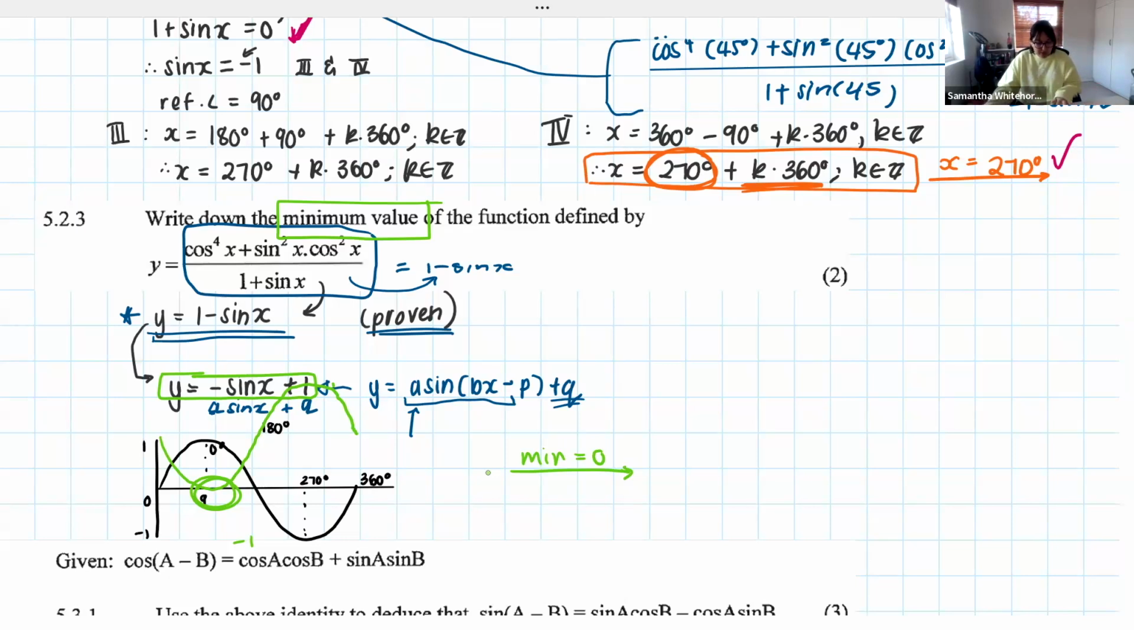Okay, so that's how we would find the minimum here. Remember that you have actually proven that it's equal to something much simpler. So work with the something much simpler.